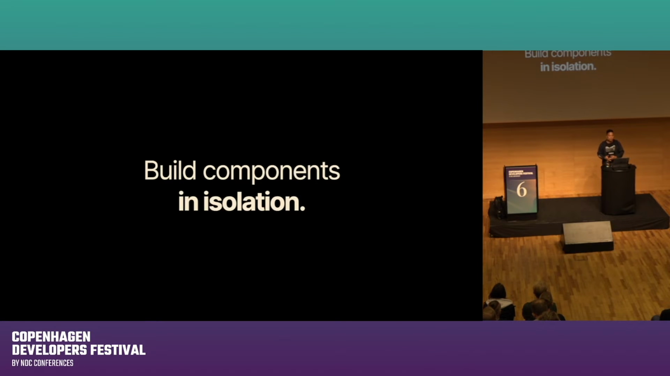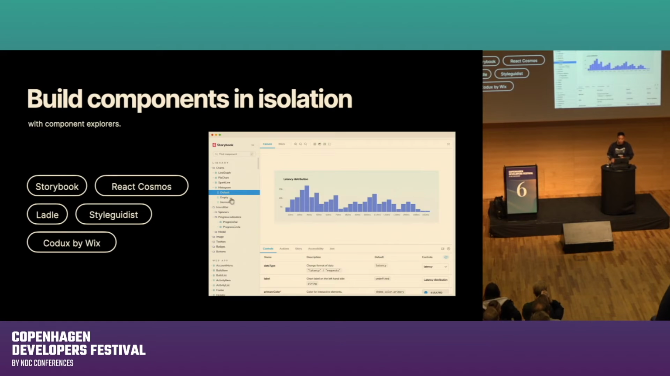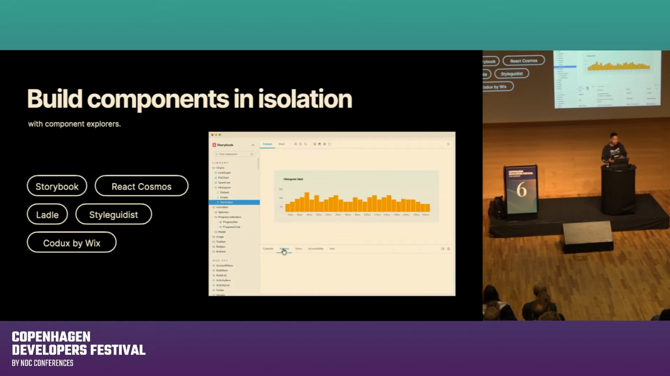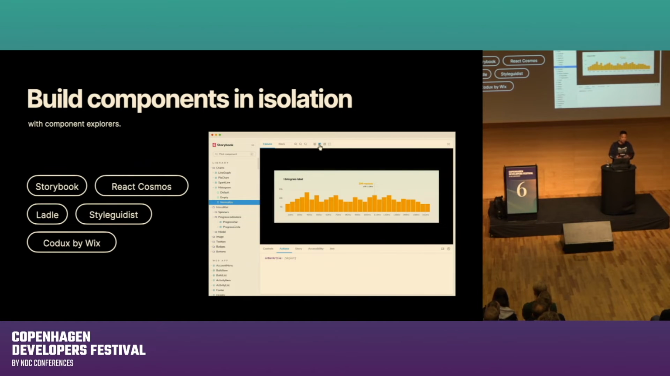You probably don't want to build user interfaces inside your app, because oftentimes there can be components that are deeply nested inside of states until you reach them, not to mention very rare or very complex states that you barely reach. So make sure to build components in isolation. I have put here some of the most established component explorers, including Storybook, React Cosmos, Ladle, etc. Basically, they all can help build components in isolation very conveniently.